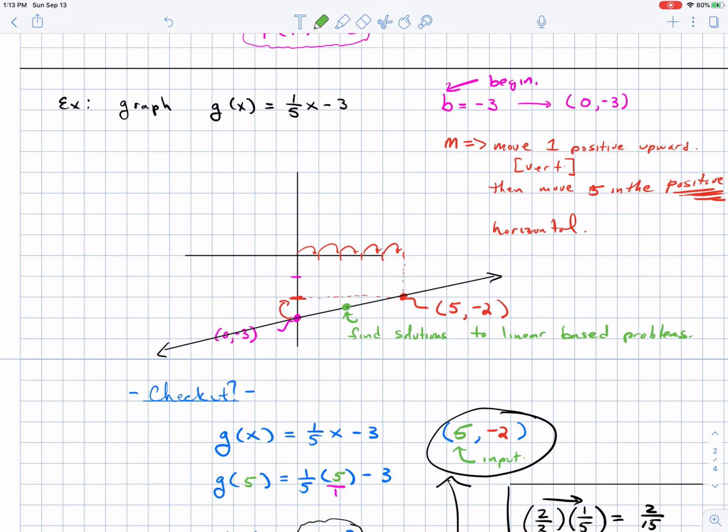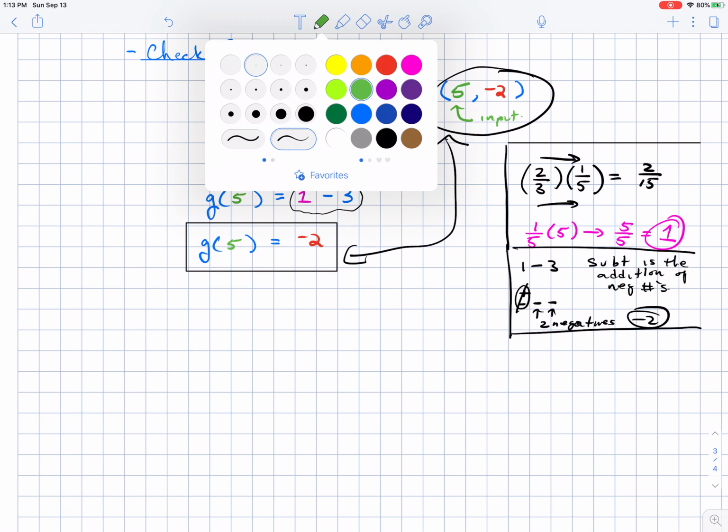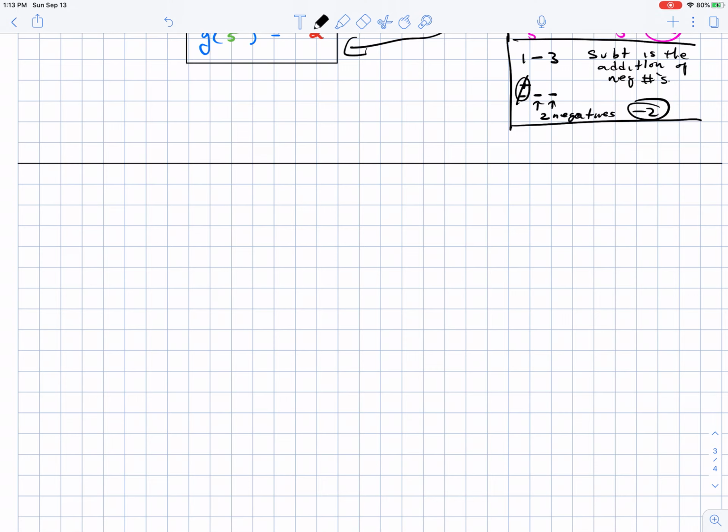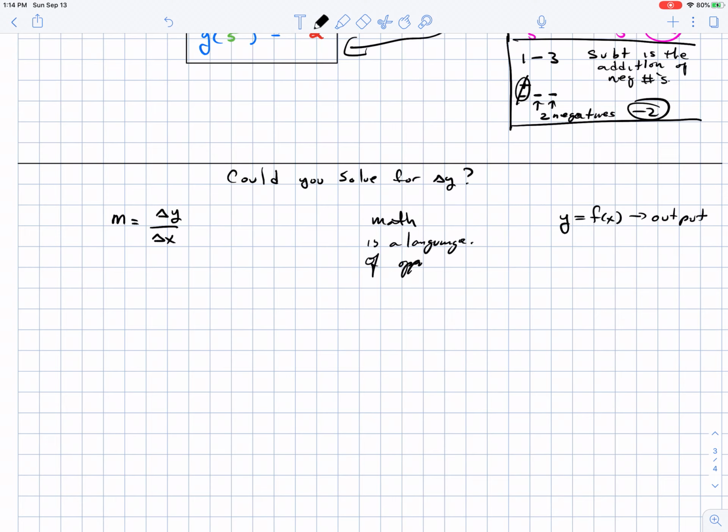Okay? I'm going to leave you off with one last thought, and that is why I don't like to memorize any of these formulas and stuff, and I just want you to see something. Okay, we know slope now is delta y over delta x. But let's say we always now know that y is f of x, which is our output. So if I asked, could you solve for delta y? Could you? Yes. Now, remember, math, in its most basic terms, is a language of opposites. Okay? And that's the key.